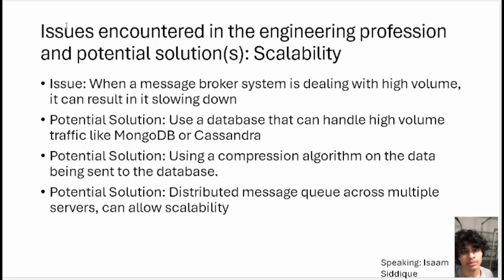A potential solution to this is to use a database that can handle high volume like this, like MongoDB or Cassandra. Another solution is to use a compression algorithm on the data that's being sent to the database. When you use a compression algorithm, the data that's being sent is going to be smaller, and it can put more ease on the system itself.